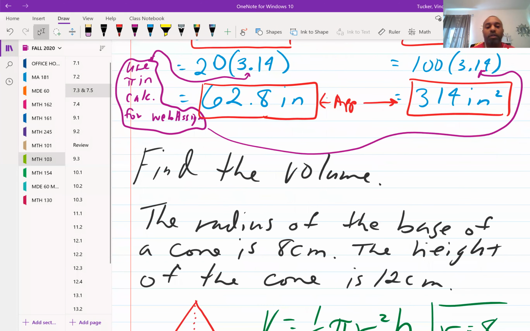So here, find the volume. The radius of the base of the cone is 8 centimeters. The height of the cone is 12 centimeters.